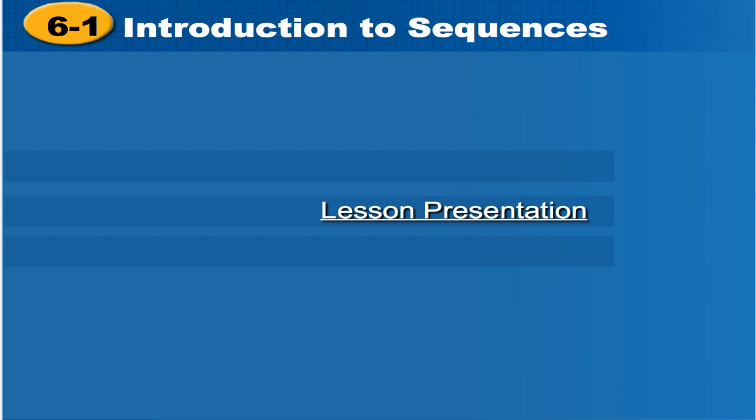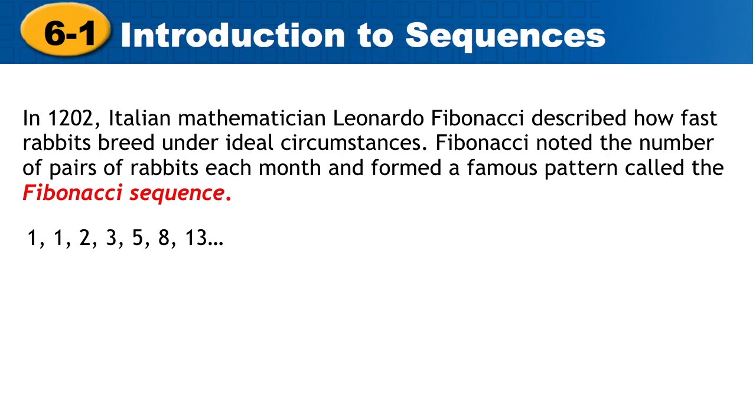I want to start with one of the most famous sequences in math, which is called the Fibonacci sequence. In 1202, Italian mathematician Leonardo Fibonacci described how fast rabbits breed under ideal circumstances. Fibonacci noted the number of pairs of rabbits each month and formed a famous pattern called the Fibonacci sequence.